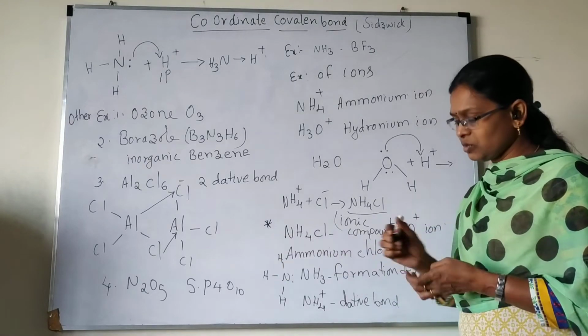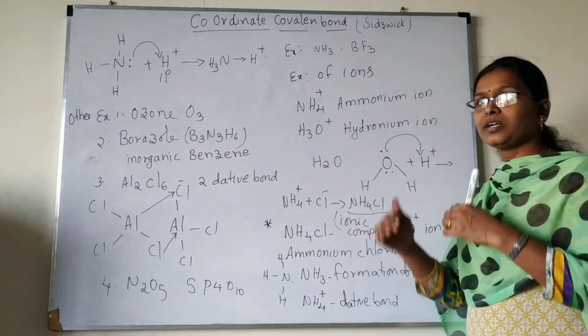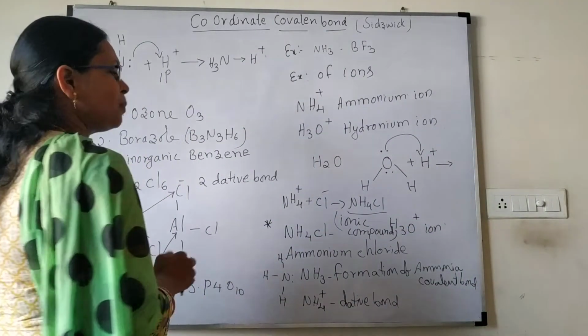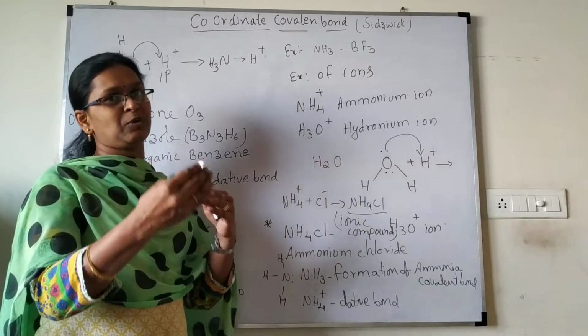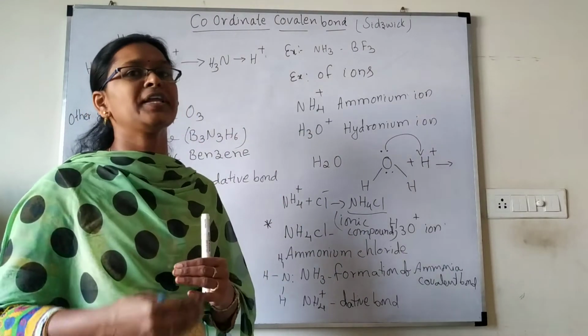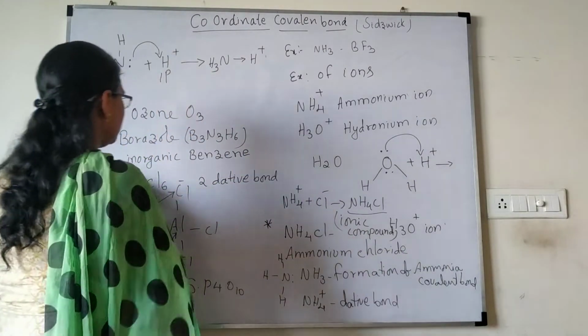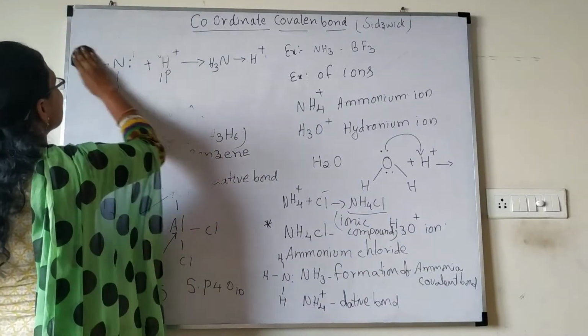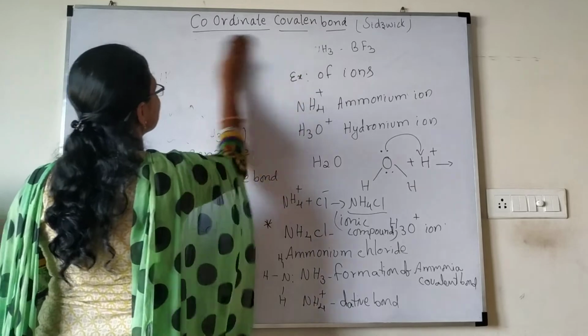Okay, so next we'll move to the physical properties of coordinate covalent compounds. The compounds which are exhibiting the dative bond we are calling coordinate covalent compounds. So what are the physical and chemical properties here, that we will discuss now.